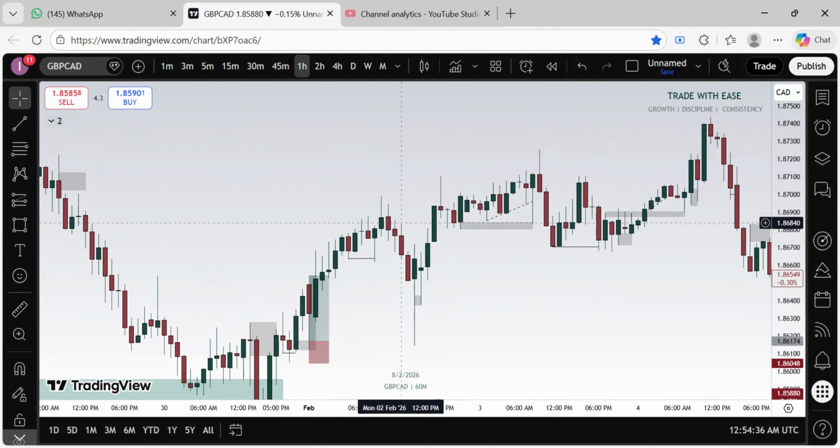And fortunately for me, price came back and swept liquidity. Can you see this candle is a candle that actually swept liquidity. So immediately I saw this candle and okay, the liquidity around here has been taken. Then price wants to move higher again.